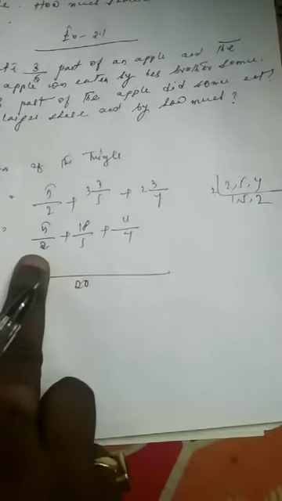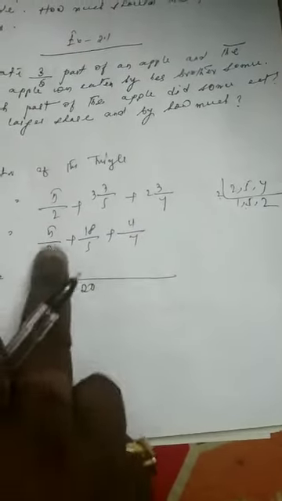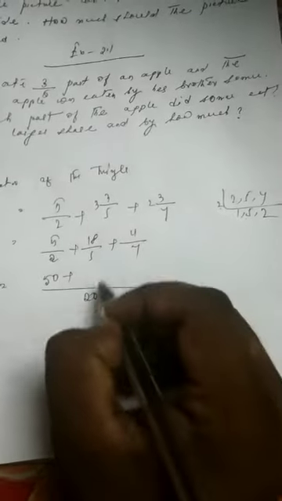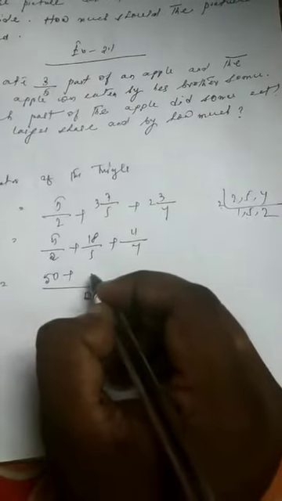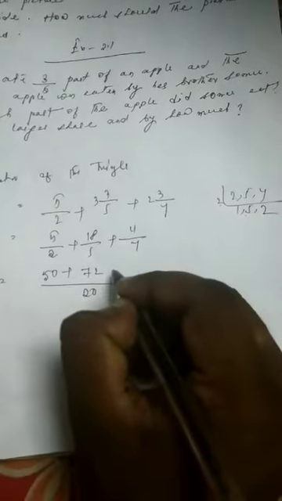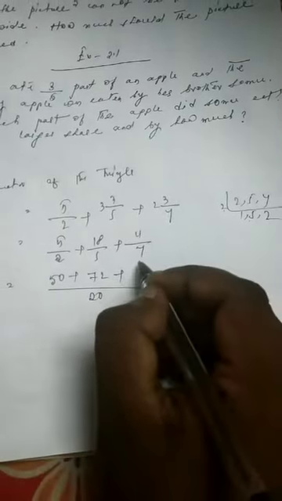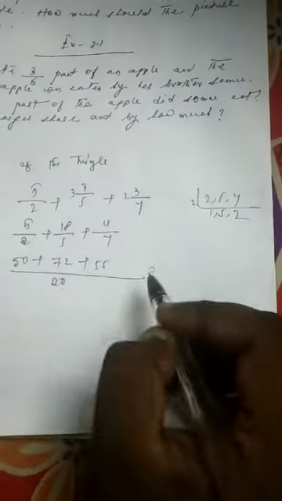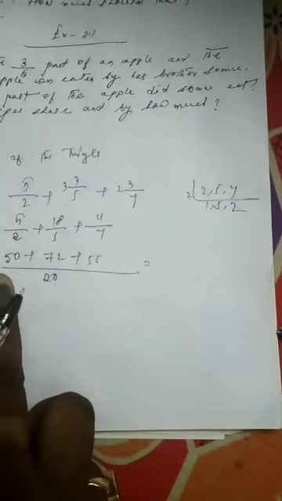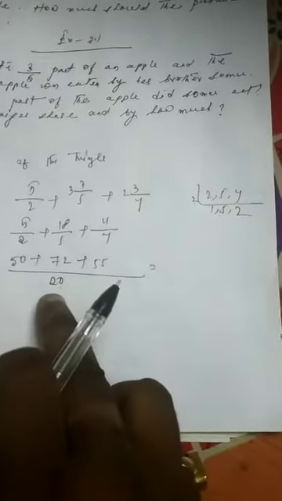20 by 2 is 10, 5 10s are 50. 5 4s are 20, 4 18s are 72. 20 by 4 is 5, 5 11s are 55. So here we have 50, 72, 55 by 20.